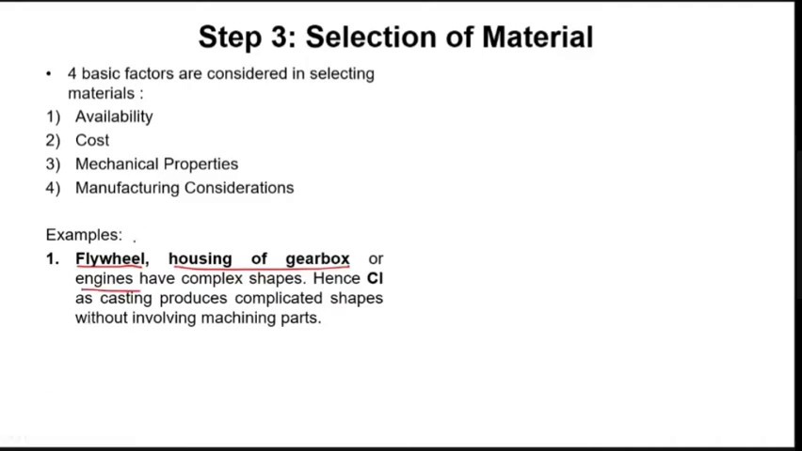Now we know that these components, flywheel, housing of gearbox, engine, have a complex shape. Since it is having a complex shape, which is the best suitable manufacturing method? Casting, because casting is used to manufacture a component which is having a complex shape. That is why for casting, which material will we select? Cast iron. Based on the application, that is, considering the shape, we have selected cast iron.